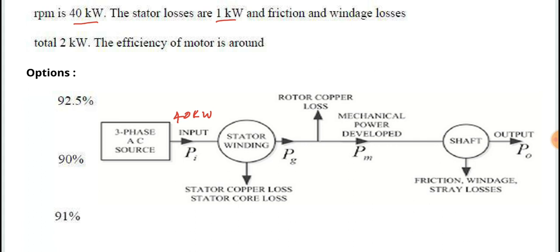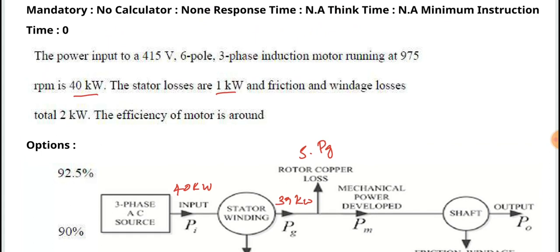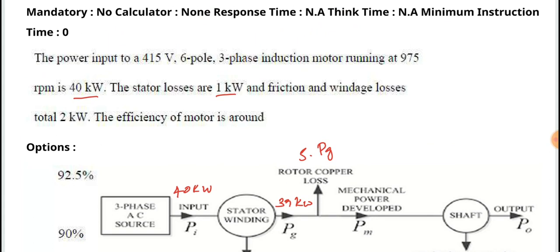After that, how much losses are gone? The stator core losses are 1 kilowatt. So 40 minus 1 will be equal to 39, so we got 39 kilowatts here. Now rotor copper losses. The formula for the rotor copper losses is S into Pg. What is the value of S here? We can calculate it. The approximate value of Ns will be 1000, let us assume. Then S will be (Ns minus Nr) by Ns.